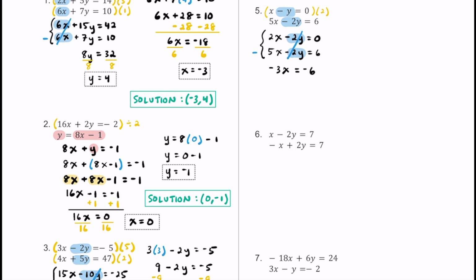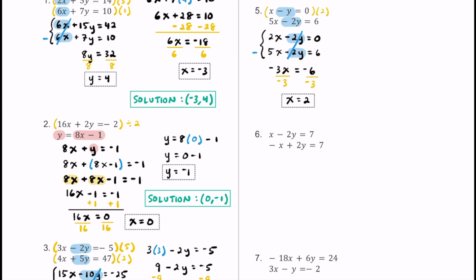To solve this one-step equation here, let's go ahead and divide both sides by negative 3. If we do that, then we're going to be left with x is equal to positive 2. Now that we know x, let's go ahead and use that to find out the y value. I'm going to go ahead and plug it into this top equation because it looks a little bit less complicated.